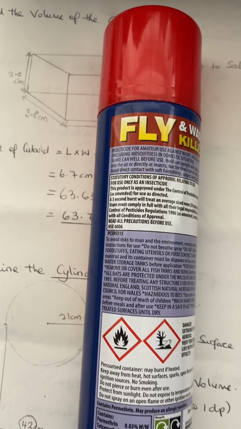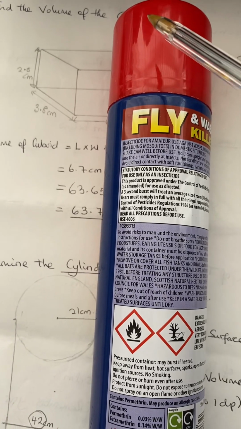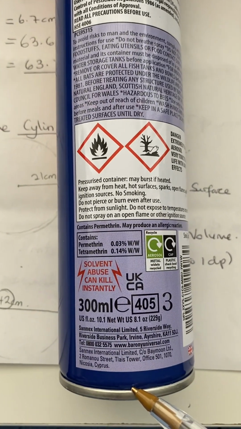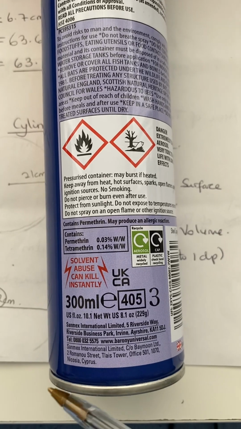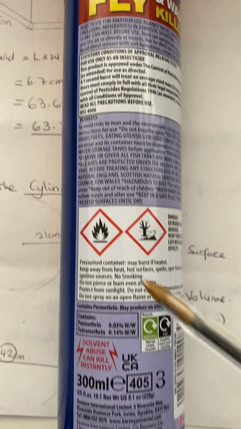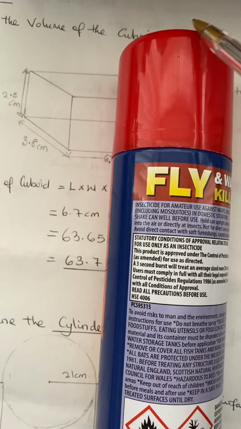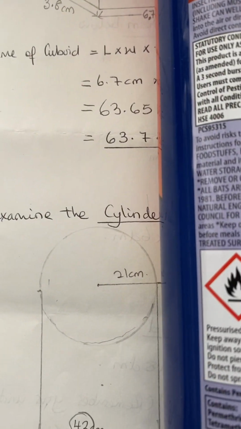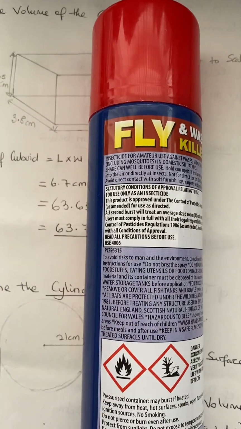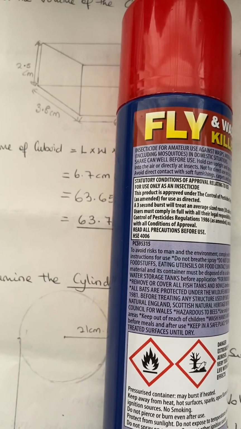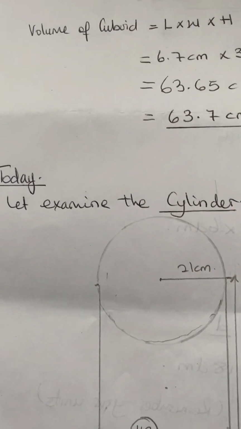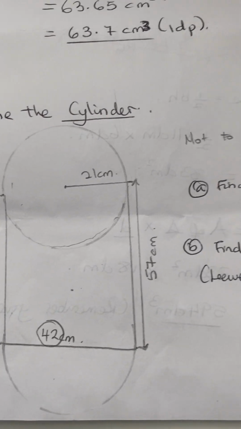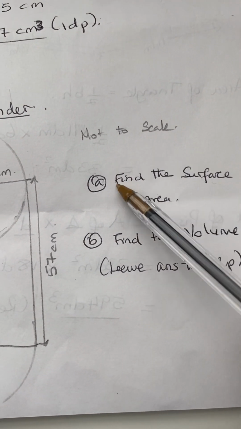Okay, so if you look at it, the length is from there all the way down to there. It has a circular part at the down bit here, and it has a circular part at the top bit here. I'll use it to explain the question, and then you can understand. So if you look at my cylinder here, we've been asked to find the surface area.